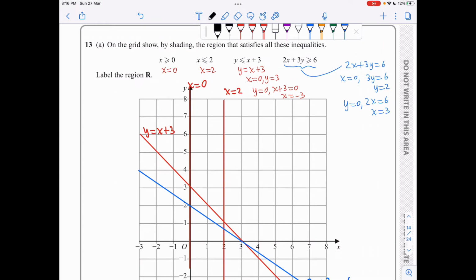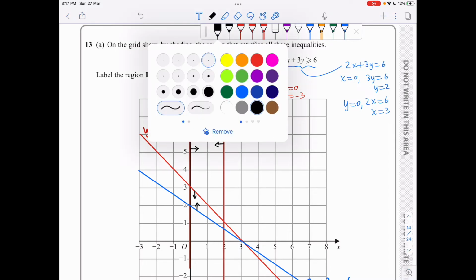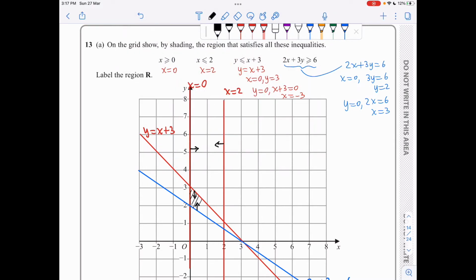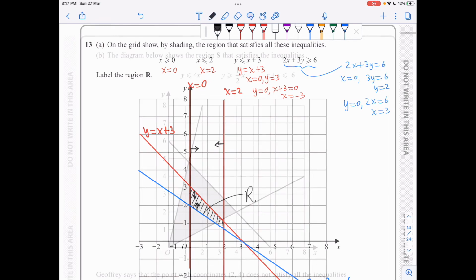Now let's consider the inequalities for a moment. So we have that x should be greater than or equal to 0, so to the right. x less than or equal to 2, so to the left of the line. y less than or equal to x plus 3, so I'm below. And for the final one, 2x plus 3y greater than or equal to 6, so we are above the line. So it's easy to see that the region being satisfied by all 4 inequalities is this one here, which I have to label with R.